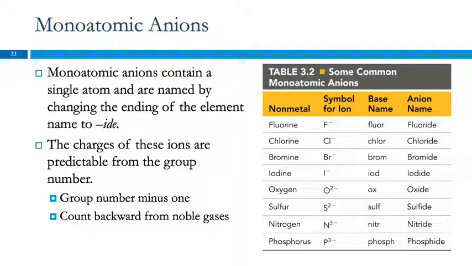So you put sodium and fluorine together and they become sodium fluoride. The metal first, the nonmetal second, and the nonmetal changes the ending of her name. Because we don't want it to look like it's just a list of elements, sodium, fluorine. It's sodium fluoride. It's a compound. They're united together. So these charges are predictable. Group number minus one, or count backward from the noble gases. Any questions?